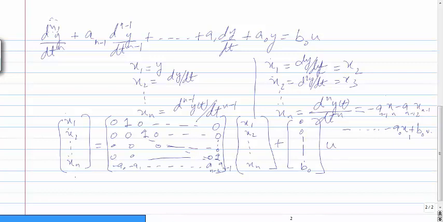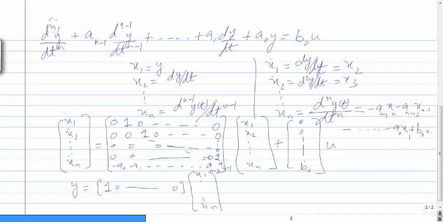Similarly for output, if we want to look at the output, we take x1 as the output, so this is 0 till 0 and we have to multiply x1 up to xn. So this is a state space representation, to give you an overview of what it is.